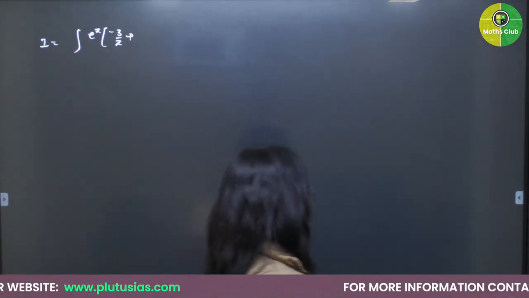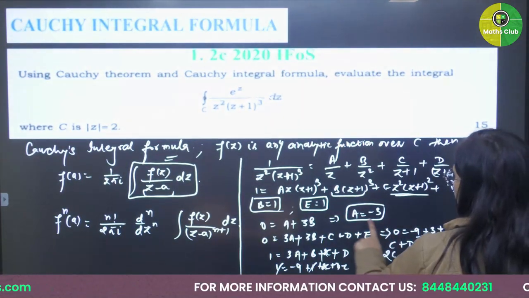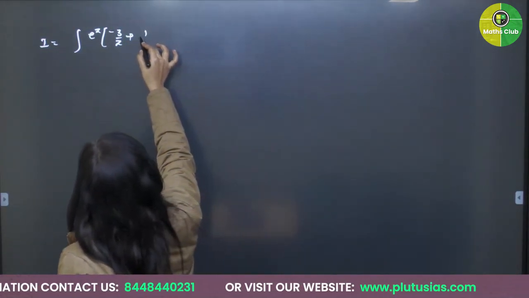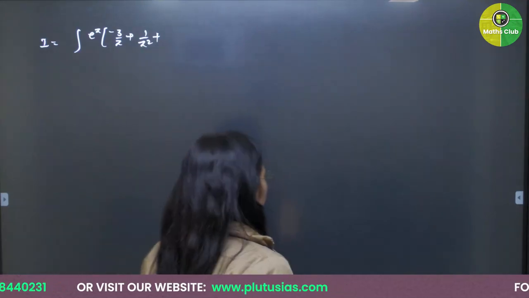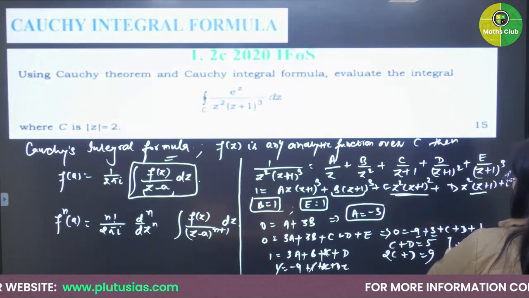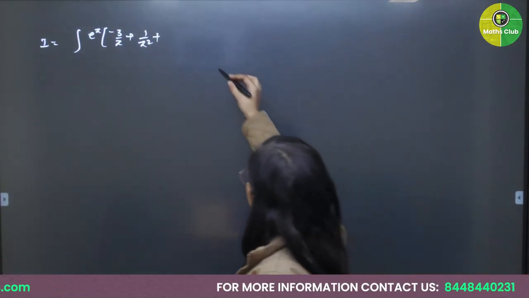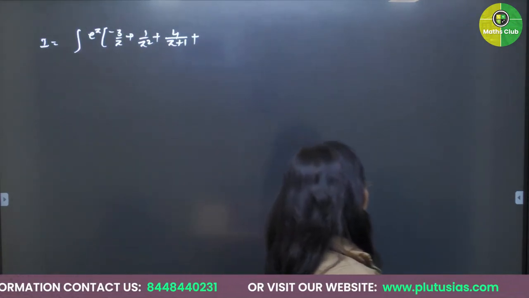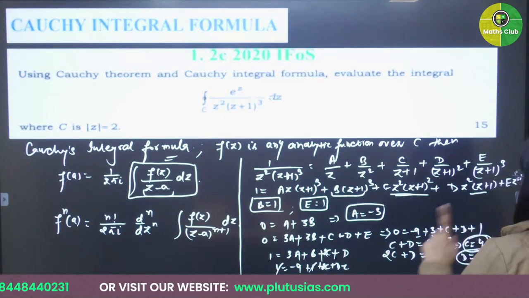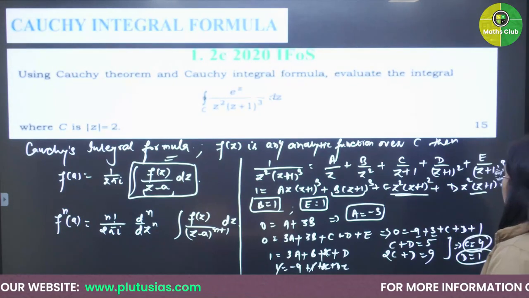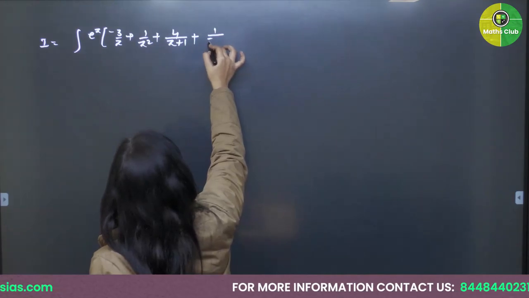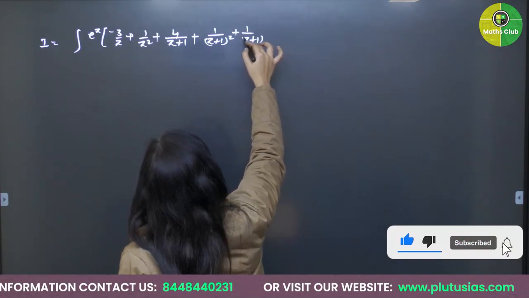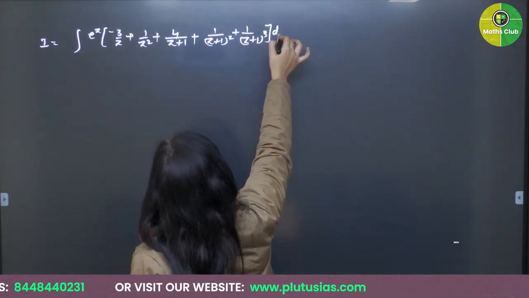Plus, second one is b. B by z square and b is equal to 1, so 1 by z square. Plus c, c is 4, 4 by z plus 1, plus. C ke baad, after that we do have d, d is equal to 1, e is equal to also 1. D over z plus 1 square, plus e, 1 over z plus 1 whole cube ho jayega, and that is dz.